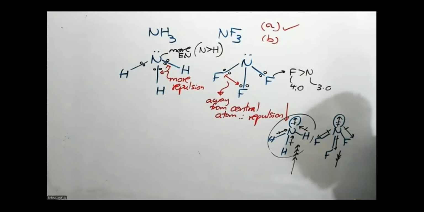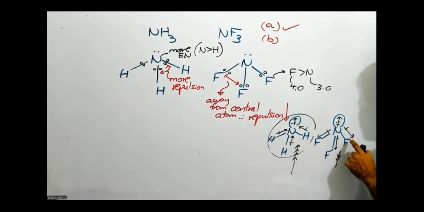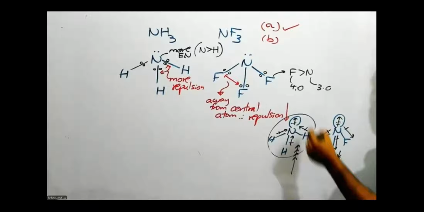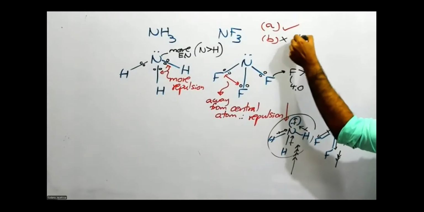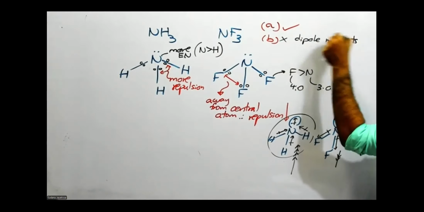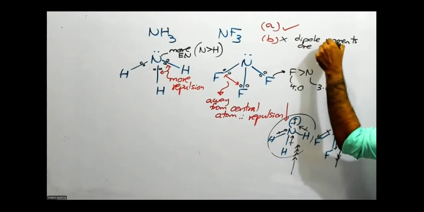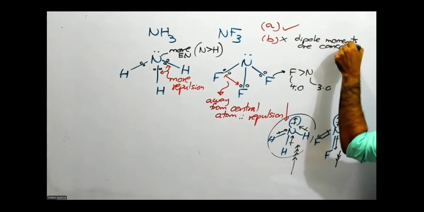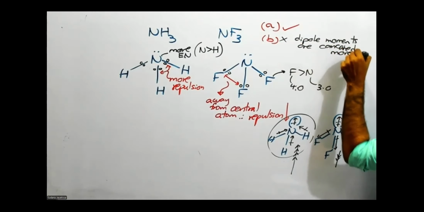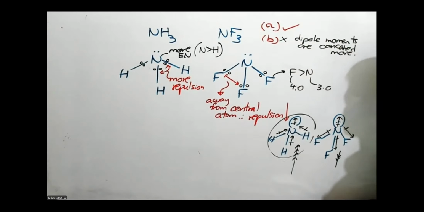Understood? Resultant dipole moment is low. So therefore telling that NF3 has a higher dipole moment is wrong. It might be the highest electronegative element, but here the dipole moments are cancelled. You can say it is wrong. You can say dipole moments are cancelled. Cancelled, you can say it's not fully cancelled, cancelled more. Okay, so that's the reason.